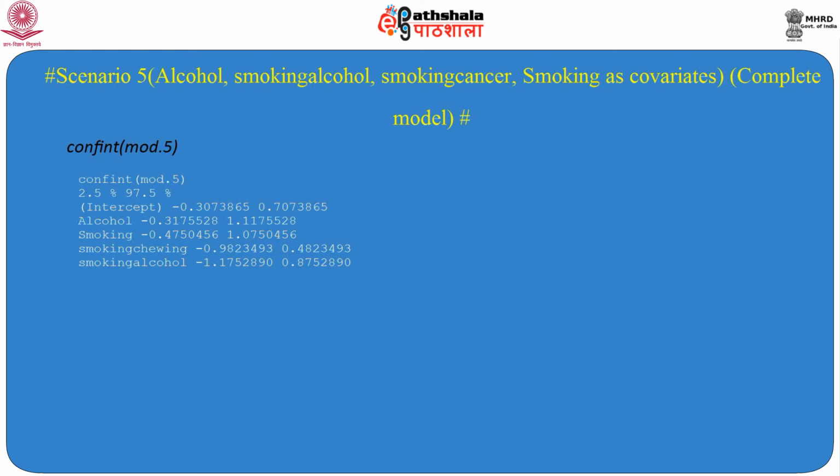So again, as a summary of mod 5, since the variable is assigned as mod.5, when calling summary of mod 5, we get these regression coefficients. Again, in this illustration it is found that smoking and chewing have a negative influence on the cancer, and smoking and alcohol have a negative influence on that cancer.